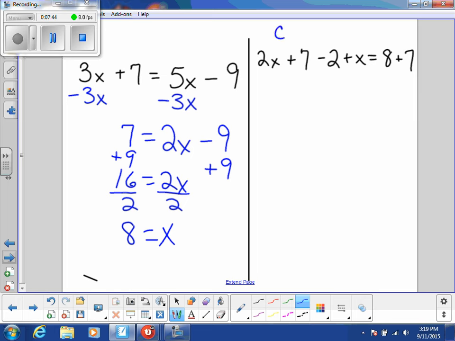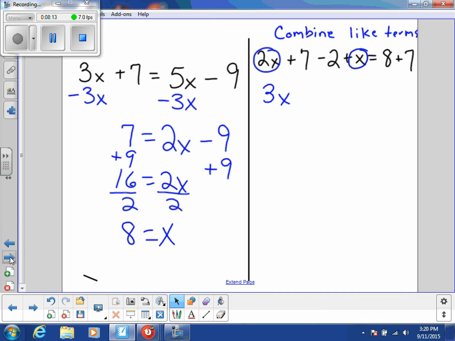All right, I want to remind you for this other example, when you have like terms on the same side of the equals, you put them together just using your rules for integers. So look at the left, and I'll circle a couple of things. I see a 2x, and I see another x term here. Those two need to be combined. 2x plus 1x is 3x. So I combine like terms. Don't use inverse operations when the like terms are on the same side of the equals.